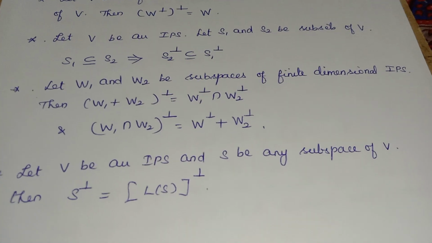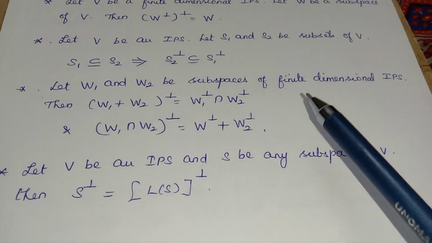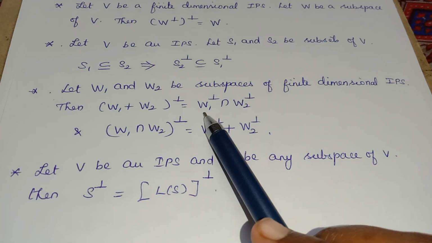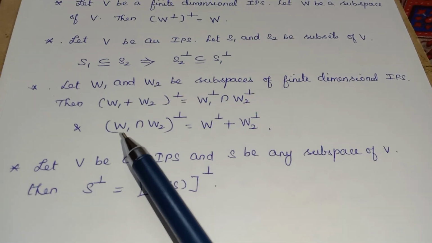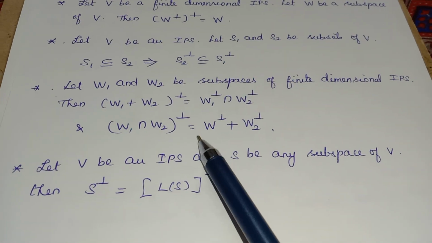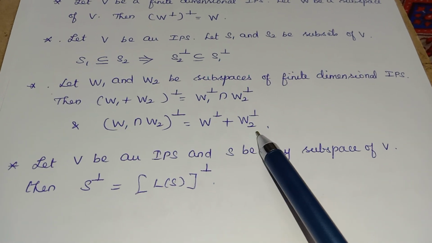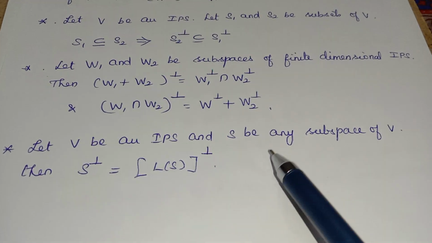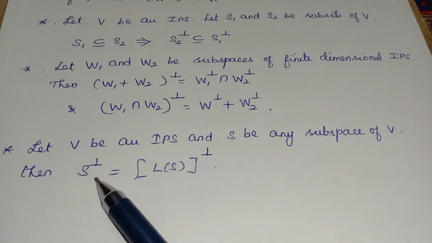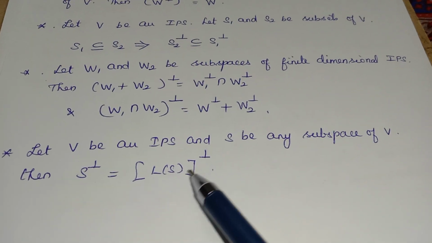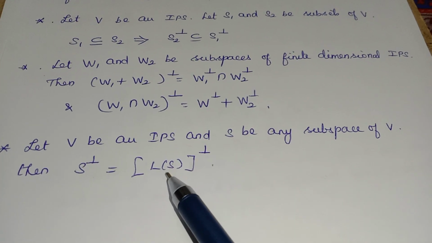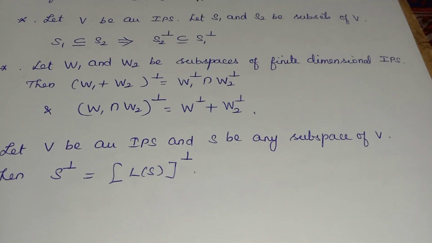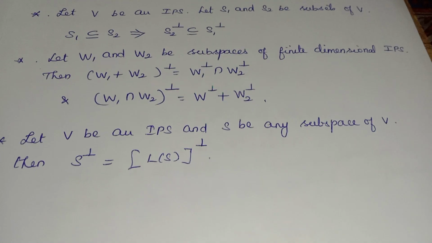Then another property: if W1 and W2 are subspaces of V, then the complement of W1 plus W2 equals W1 complement intersection W2 complement, and the complement of W1 intersection W2 equals W1 complement plus W2 complement. Then another property is, if V is an inner product space and S is any subset, then S complement equals L of S complement. L of S is nothing but the span of the set S. So both the complements are equal to each other. Okay, that's all. Thank you.